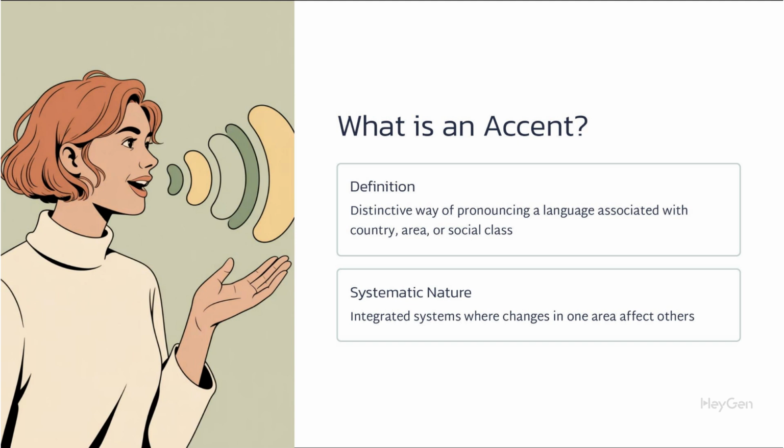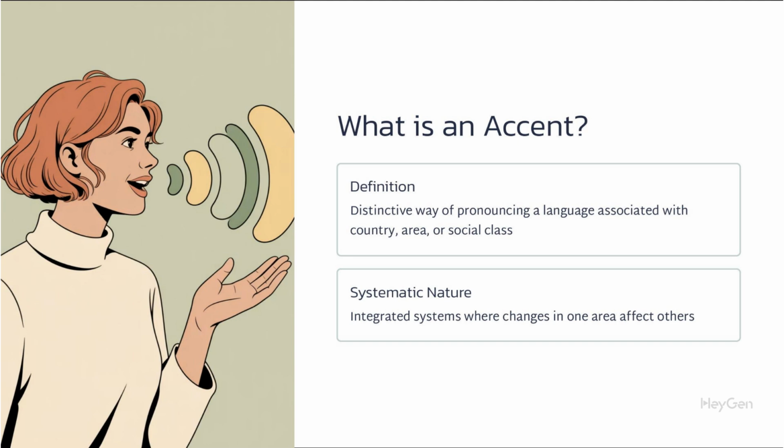An accent is the distinctive way of pronouncing a language associated with a particular country, area, or social class. But here's what makes accents fascinating. They're not random collections of different sounds. Instead, accents are systematic, integrated systems where changes in one area affect others.